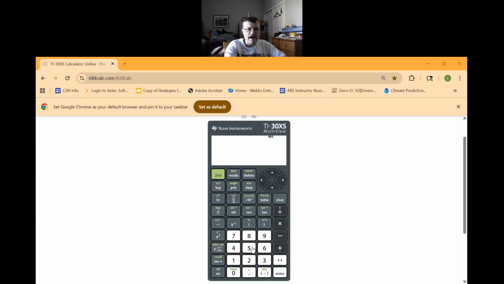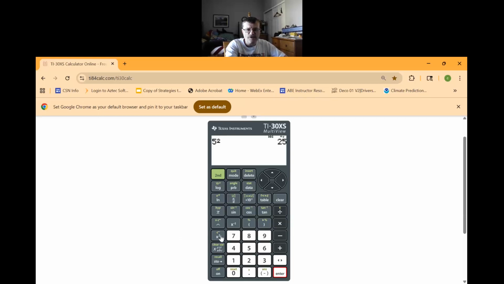For example, if you want to do 5, and then hit the x squared key and then enter, that gives us 25. 5 times 5 is 25. Now notice above this x squared key, you've got that little green square root key. That is the opposite of squaring the number.